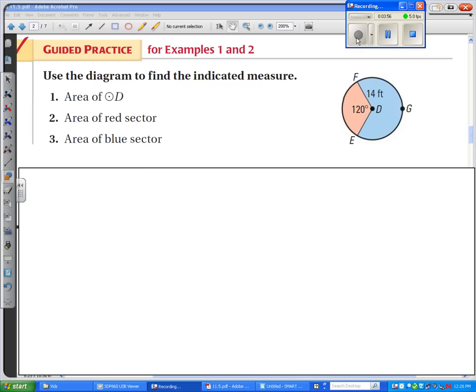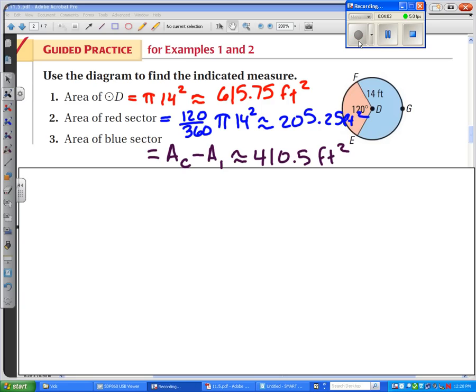We're looking for the area of circle D, the area of the red sector, and the area of the blue sector. Area of the circle, pi r squared, plug and chug. Area of the sector, area of the circle, times the part of the circle that the red sector is. Area of the blue sector, I could do the same thing I did here, 360 minus 120 divided by 360. I think it's easier since I already have these two values to subtract the area of the sector from the area of the circle.